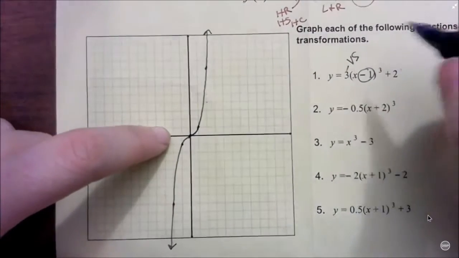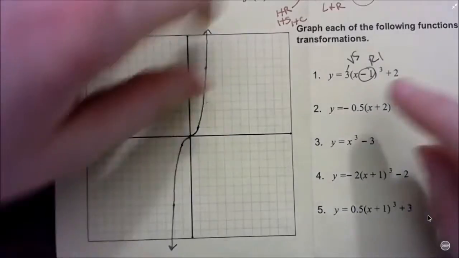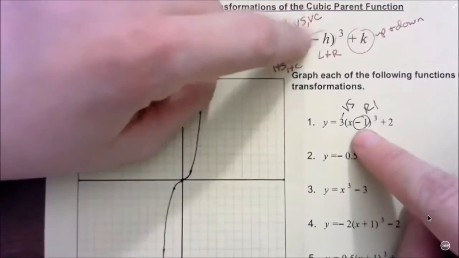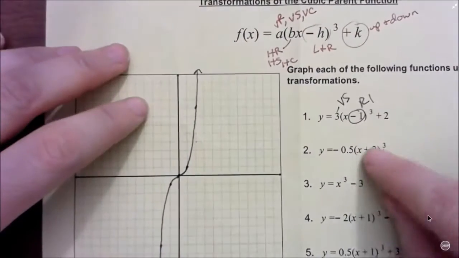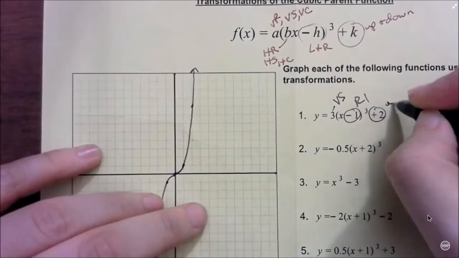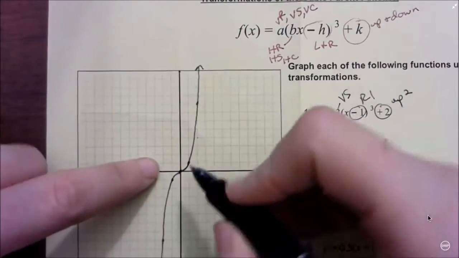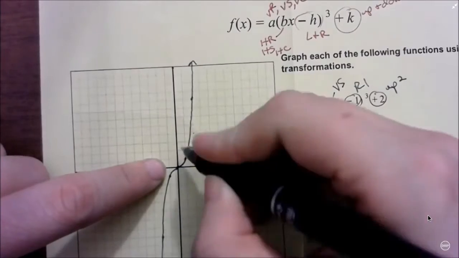This moves 1 to the right. So remember, your left and right are kind of the opposite sign you think they're going to be, because there's already a negative sign in here. So minus a positive number versus here that would be minus a negative. And up 2. So I'm just going to sketch this on here for you. I'm going to take it right 1, up 2.